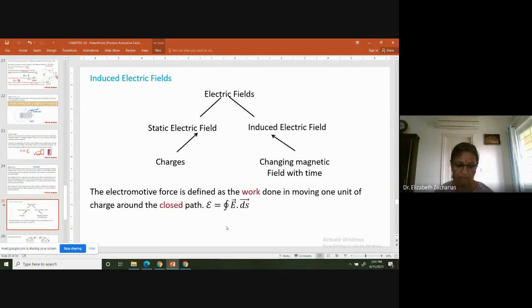Before we get there, let me give you a definition for EMF, electromotive force. EMF is defined as the work done in moving one unit of charge around a closed path. You know what work done is? Work done is the integral of F dot ds. And if I'm talking about a closed path, then F is Q E. But I'm talking about one unit charge, therefore it becomes the integral of E dot ds over the closed loop. The work done for doing this is called your EMF. This is the definition of EMF. With this definition, let's move ahead.